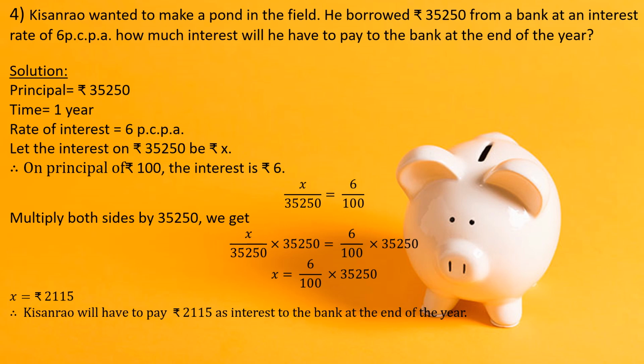Multiplying 35,250 on both the sides, we get x equals 6 by 100 into 35,250, which is x equals 2,115. Hence, Kisan Rao will have to pay 2,115 as interest to the bank at the end of the year.